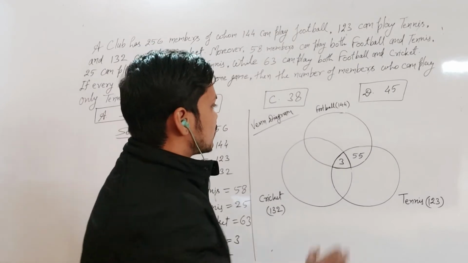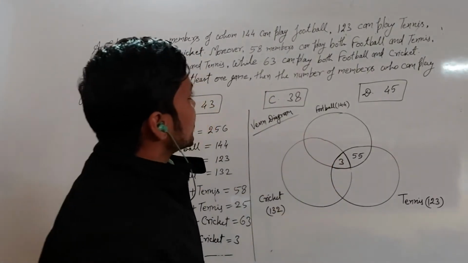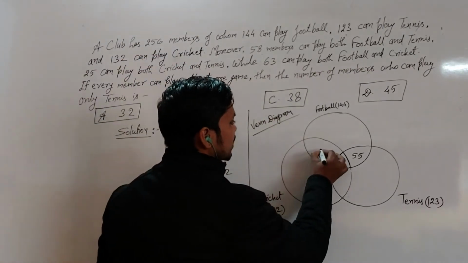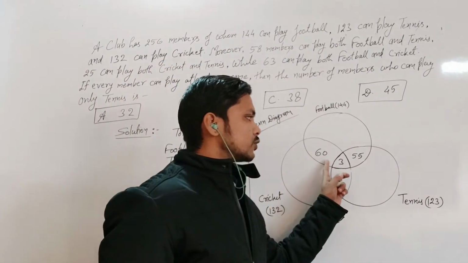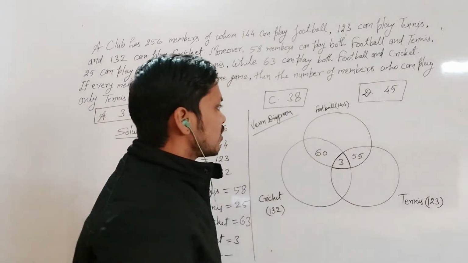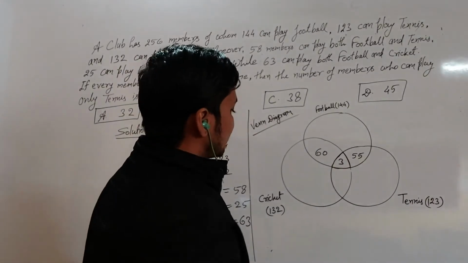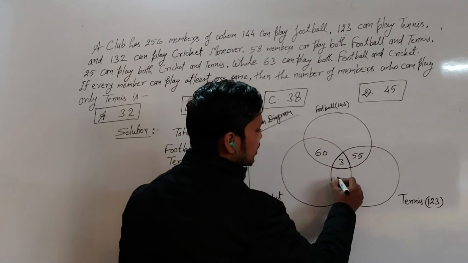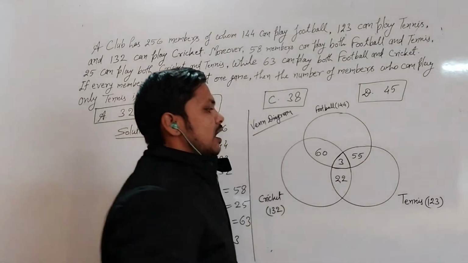Now same is for football and cricket. So how many players are playing football and cricket? Total 63 players. So here we write 60. So for both those will be 63. And now the players who are playing both cricket and tennis, these are 25. That we have to write here 22.